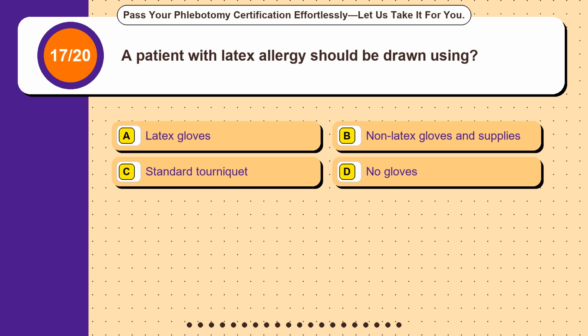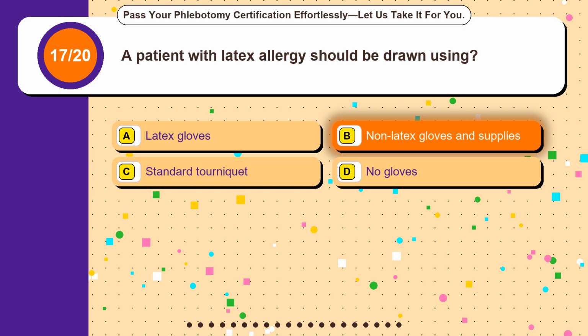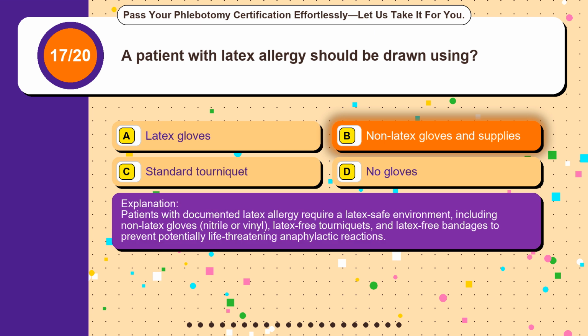Question 17. A patient with latex allergy should be drawn using: Option A, latex gloves. Option B, non-latex gloves and supplies. Option C, standard tourniquet. Option D, no gloves. The correct answer is option B, non-latex gloves and supplies. Patients with documented latex allergy require a latex-safe environment, including non-latex gloves, nitrile or vinyl, latex-free tourniquets, and latex-free bandages to prevent potentially life-threatening anaphylactic reactions.